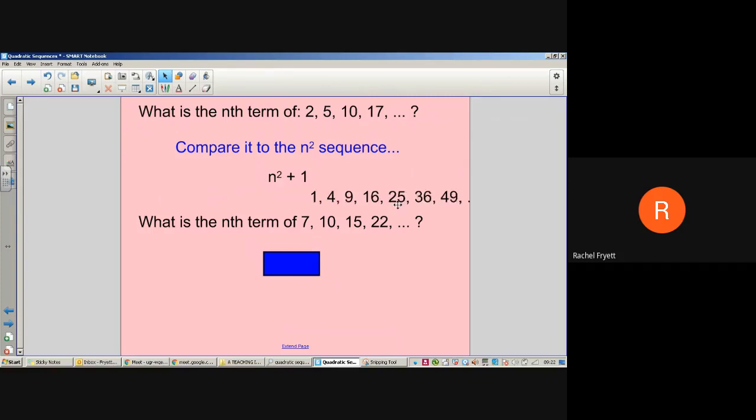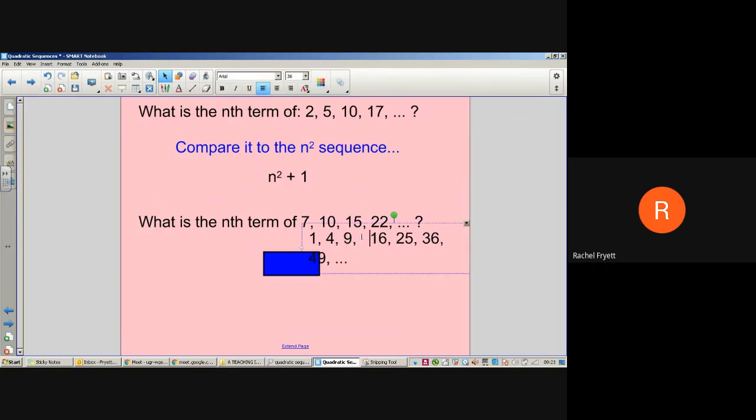If I move this here, why don't you have a quick go at trying to figure out what this bottom one is going to be? Okay, hopefully you managed to spot that it is going to be n squared plus 6, because it's 6 above the square numbers each time.